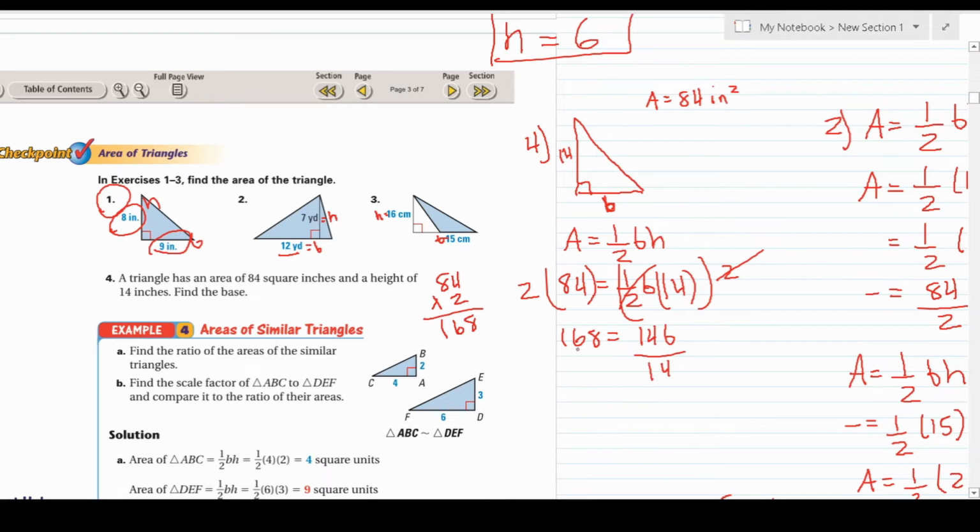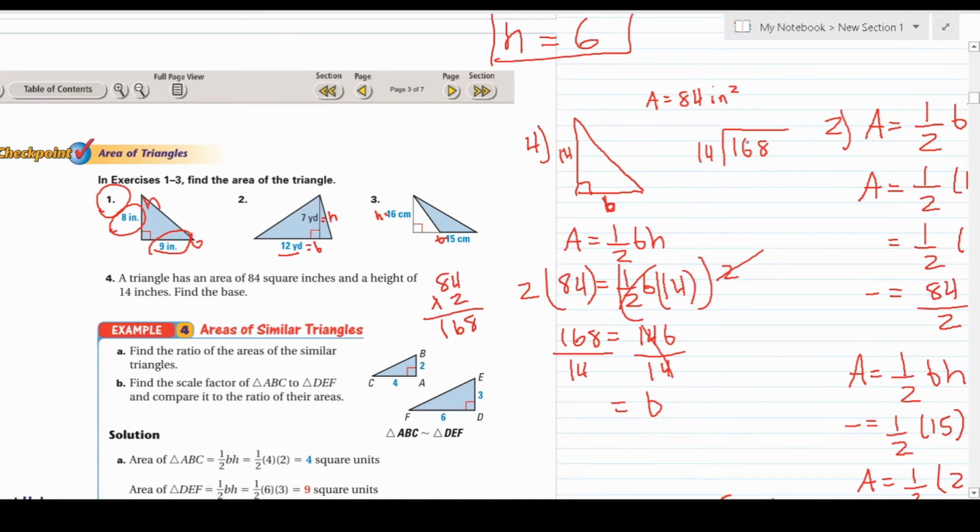Divide both sides by 14. This crosses out, leaving you with just b on this side. And now we have to do division, in as much as all fractions can be regarded as division. This is 168 divided by 14. Now the question is, how many times does 14 go into 1 without going over? It doesn't, it's too small.